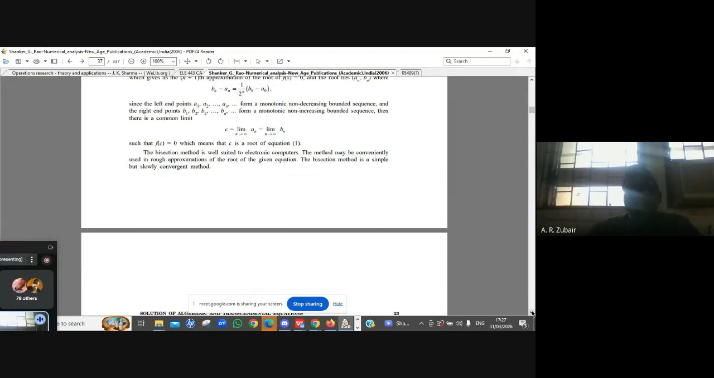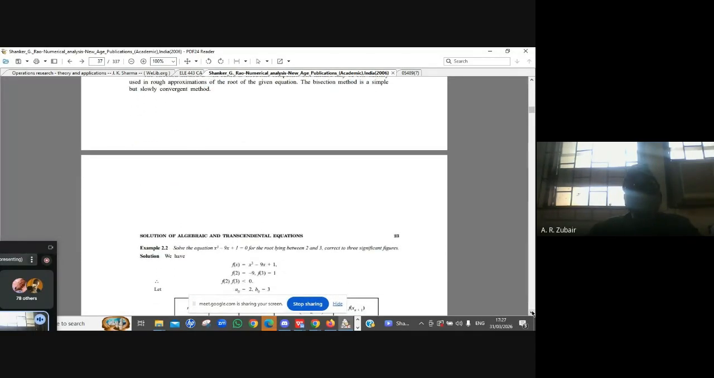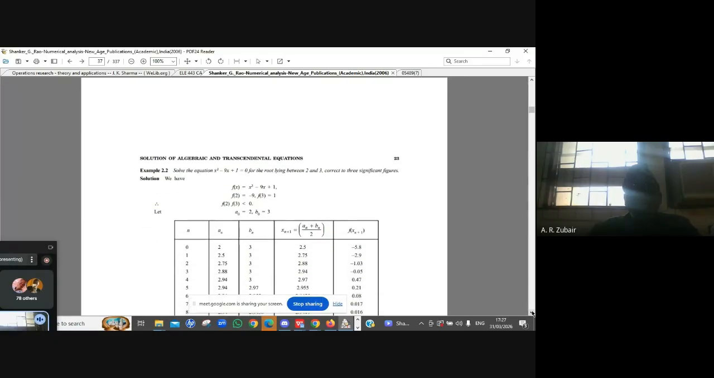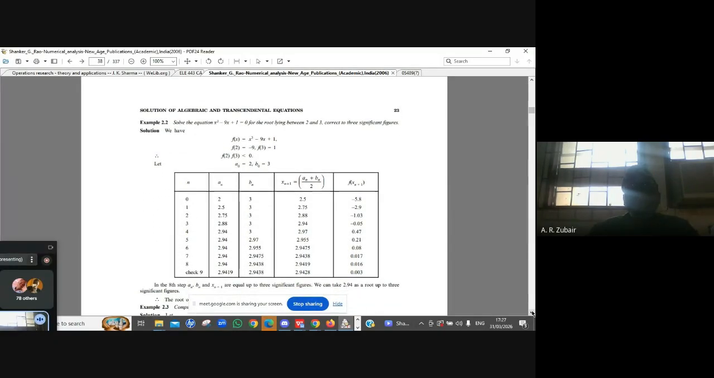You see, the best way to learn something is to watch an example that has been done. If you want to know how to prepare food, you don't need to go to school for that. Just watch grandma or mama cooking eba, and you are going to know how to cook eba. So example 2.2: solve the equation for the root lying between 2 and 3, correct to 3 significant figures.